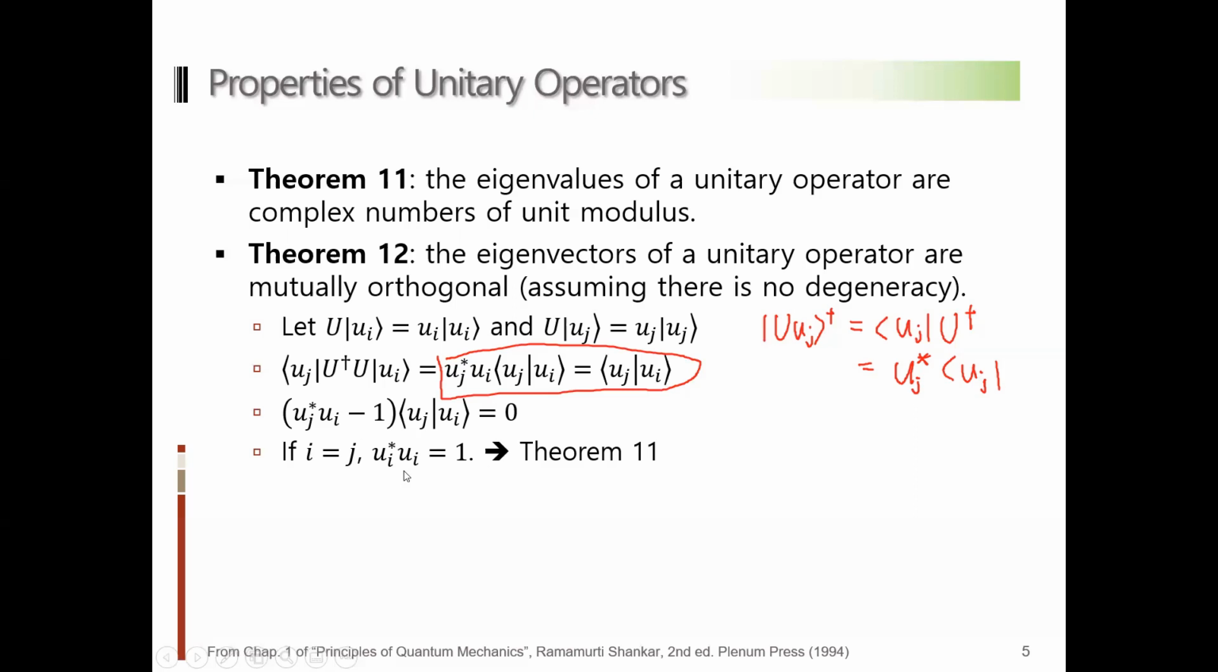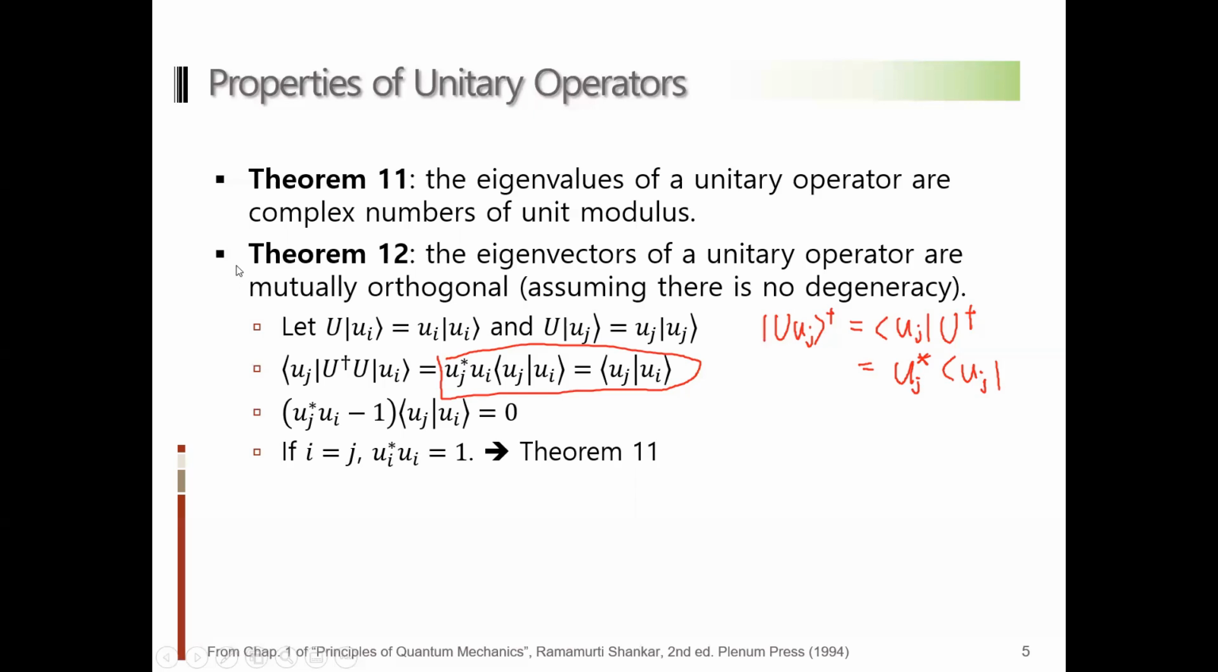All it says is that this one corresponds to the square of the absolute value of this u sub i. So the magnitude, or absolute value, of this eigenvalue should also be one, which implies that it should be a complex number of unit modulus.